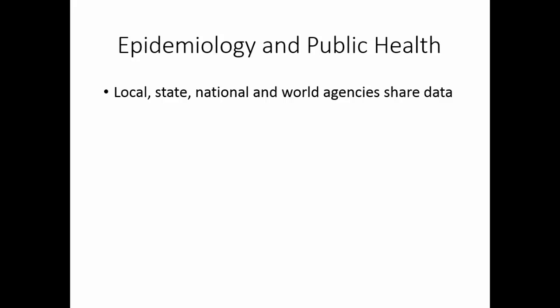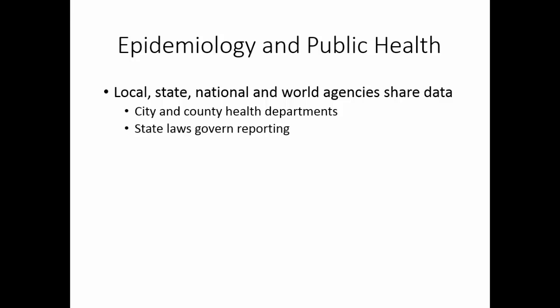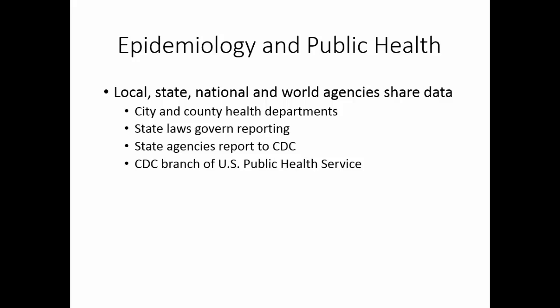Epidemiology and public health go hand in hand. The local, state, national, and world agencies all share data. All of these agencies are collecting data and they share it with each other. We start with the city and county health departments. There are state laws that govern what diseases must be reported by law. The state agencies report to the Centers for Disease Control, and the CDC is one branch of the United States Public Health Service. The United States Public Health Service and the CDC works with the World Health Organization, and this is the organization that coordinates improvement in world health.